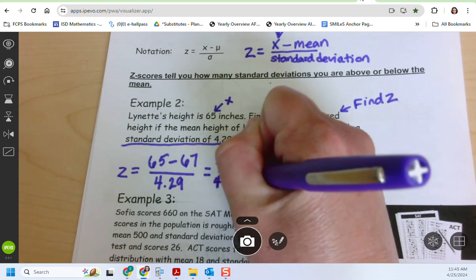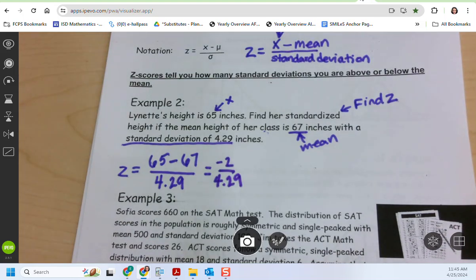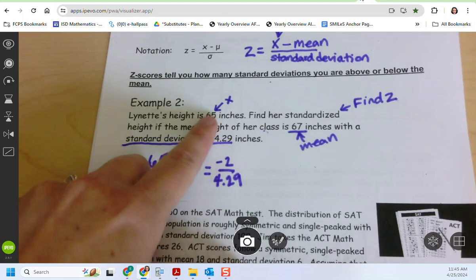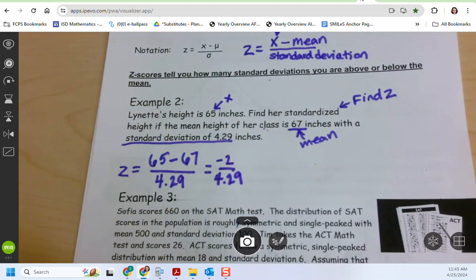What would a negative z-score tell you? Would you be above the mean or below the mean? Below the mean, yeah. So we already know she's below the mean because she's 65 and the mean is 67. Now we're going to divide this and we're going to get a decimal to 2 decimal places.